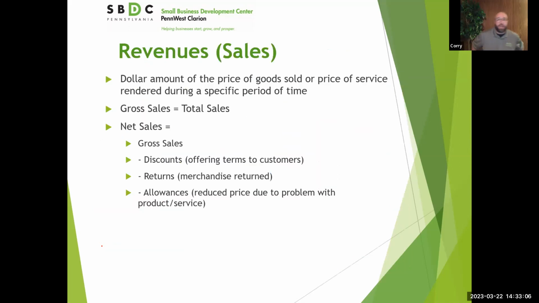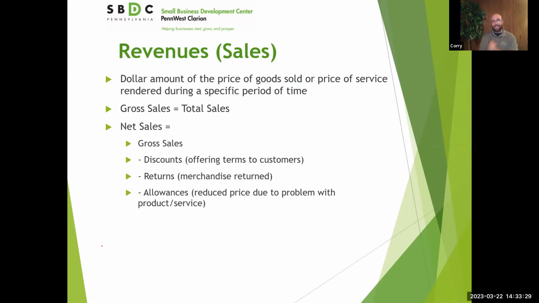So let's take a look at revenues. Revenues are the things that we sell. It's the dollar amount or the price of the goods or services that we're selling. Your gross sales is your total sales or your total revenue. However, whatever word you want to use, that is your gross sales.